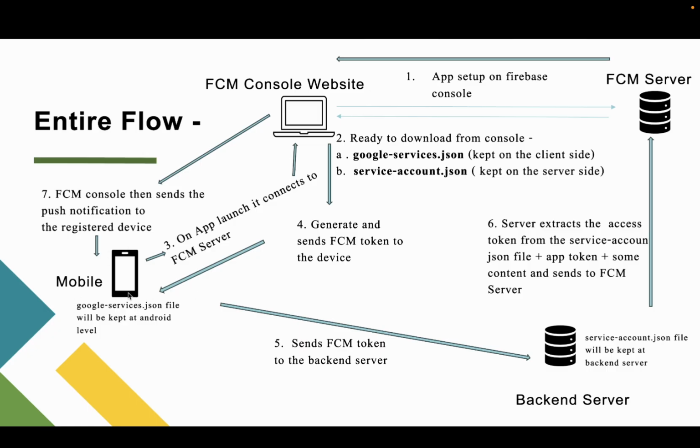So guys, this is how the entire push notification flow works, starting from the console website, connecting to FCM, then generating these two files, then sending one of them to the mobile and the other one to the backend server, and then later connecting the mobile to the FCM server, and then retrieving the FCM token, and then sending that FCM token to the backend server, then extracting the access token from the service account JSON, plus keeping the app token and the content, and then sending to the FCM server, and then in the end the mobile will receive that notification.